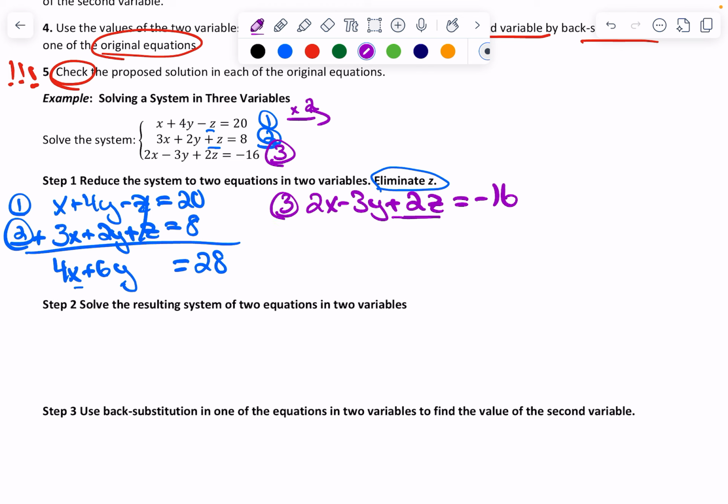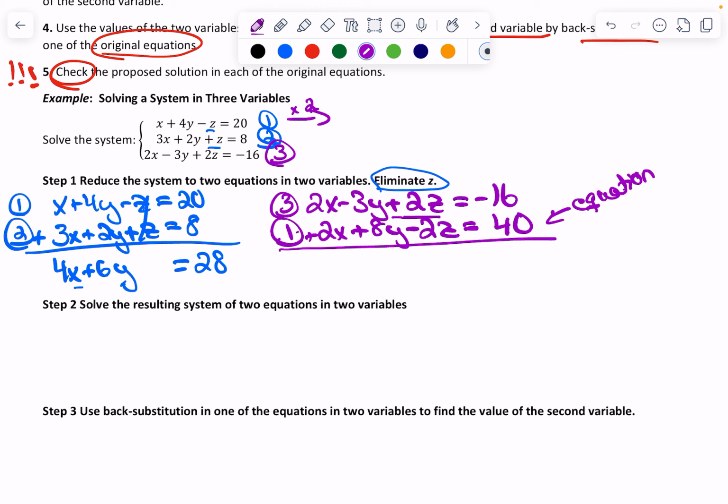So this was 3, this is 1 multiplied by 2. So 2x plus 8y minus 2z equals 40. So equation 1 multiplied by 2. And now we can add: 2x plus 2x is 4x, minus 3y plus 8y is 5y. Z's cancel out, and then we get 24.